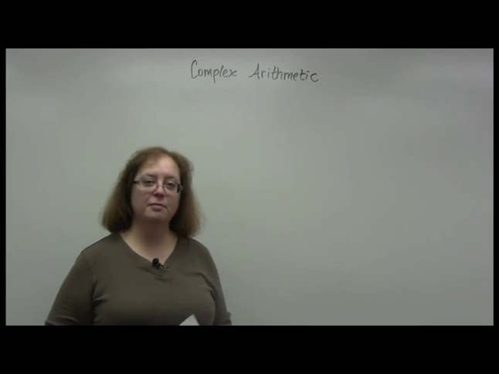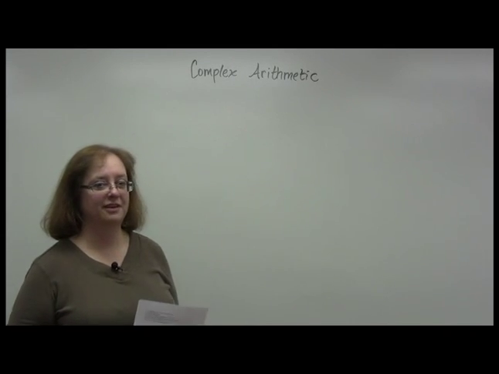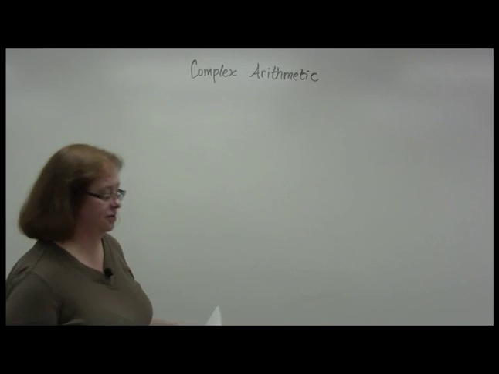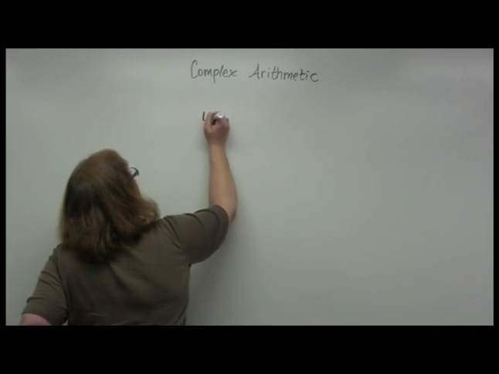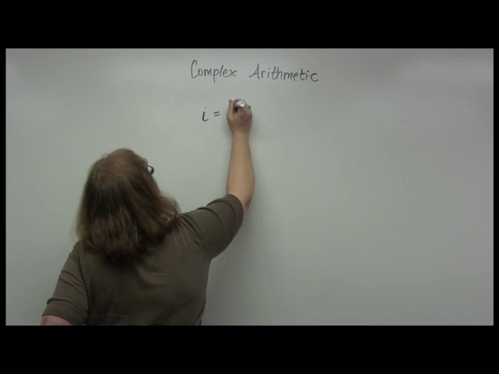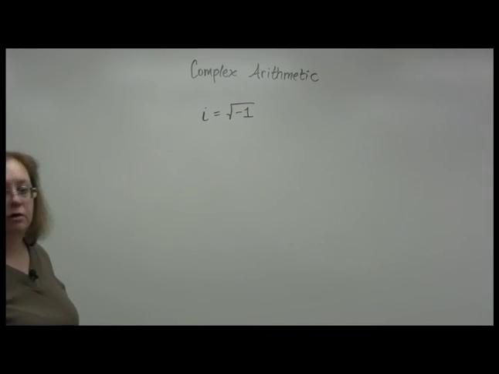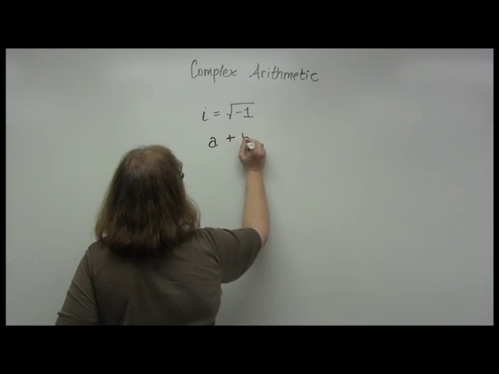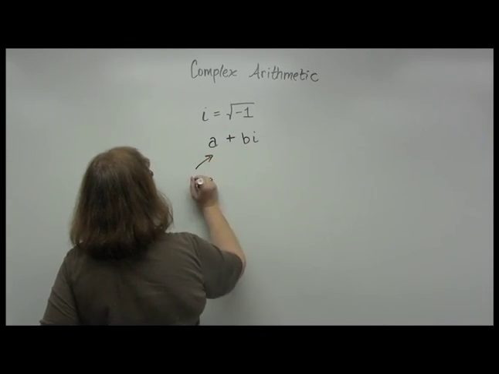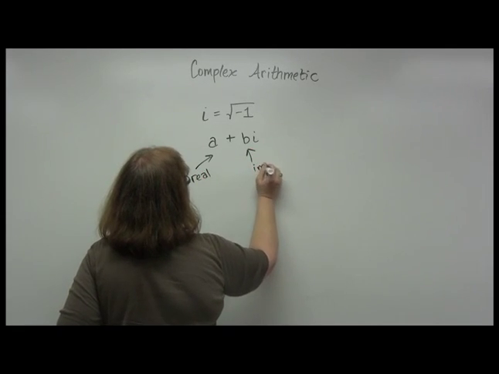This lesson is about complex arithmetic. Complex, not because it's difficult, but because it involves complex numbers. So let's take a look at what we're talking about with complex numbers. If you recall, i is the square root of -1. And a complex number looks like a plus bi, where a is the real part and b is the imaginary part.